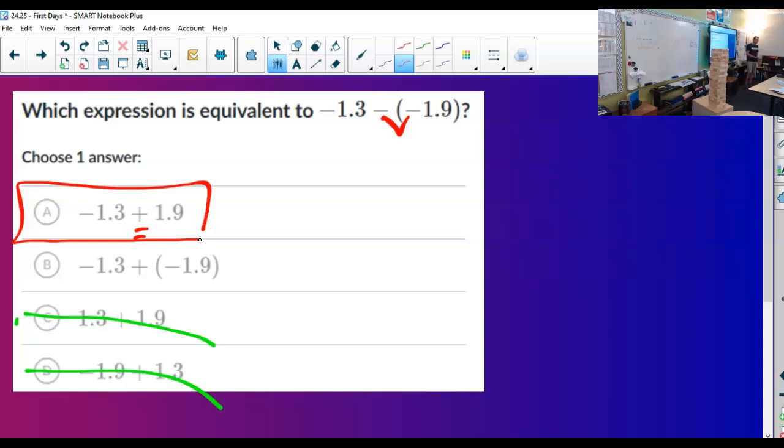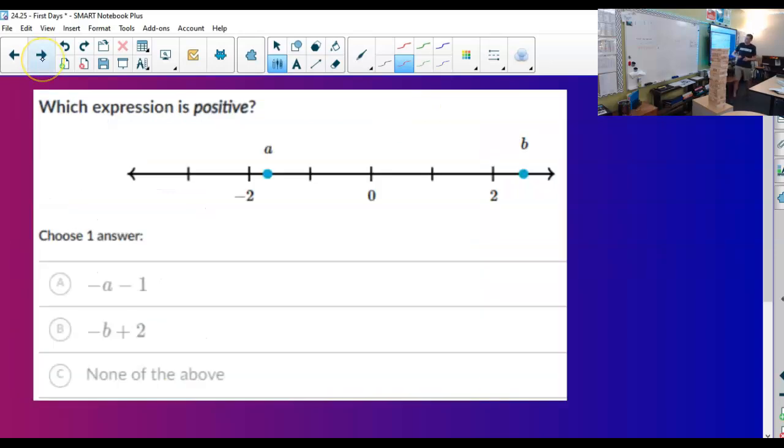Questions on the minus the negative, or like negative plus negative? Look at this for a moment. Can anyone give me an approximation for what A is? Is it positive or negative, and then whereabouts is it?